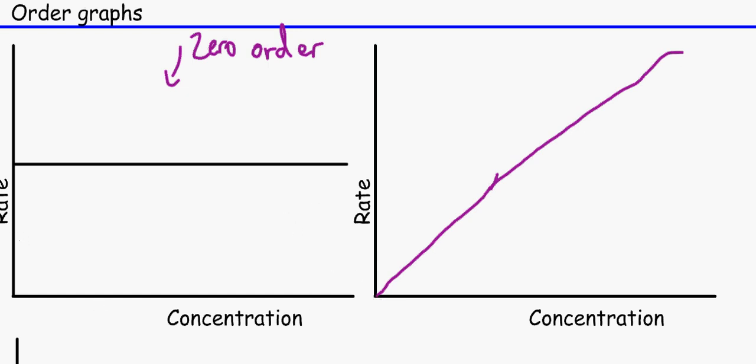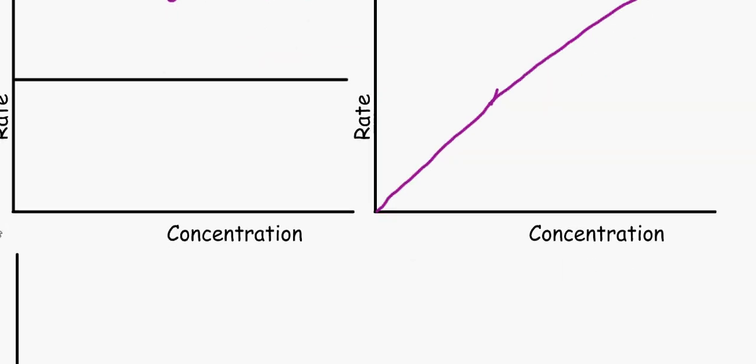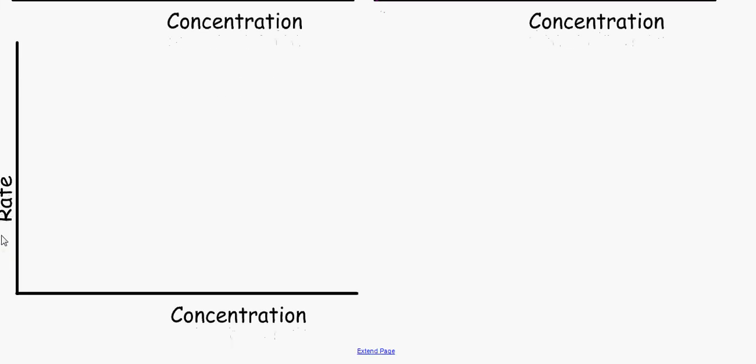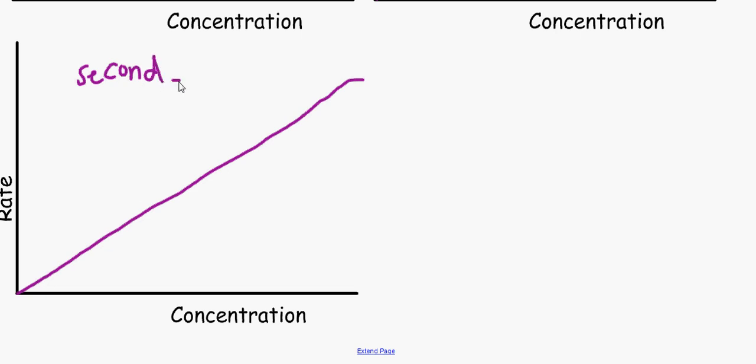Obviously everything should pass through zero, concentration equals zero. With a second order graph, we should know that as the concentration doubles, the rate quadruples. So it's going to be a much steeper graph, like so. And so that is what our order graphs would look like. And you need to remember how they look for the exam.